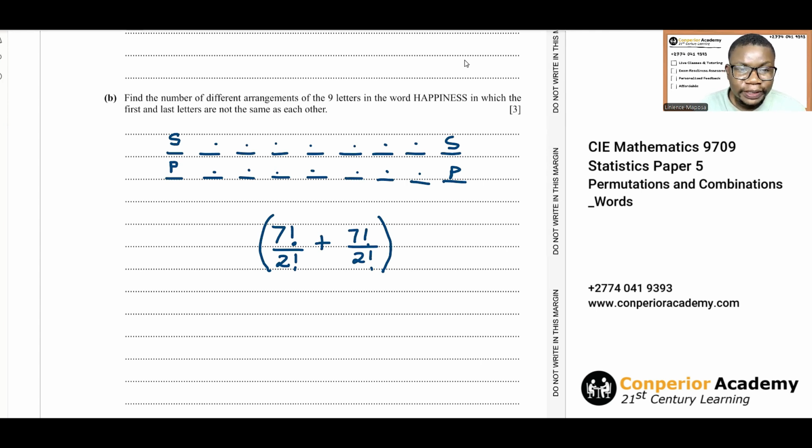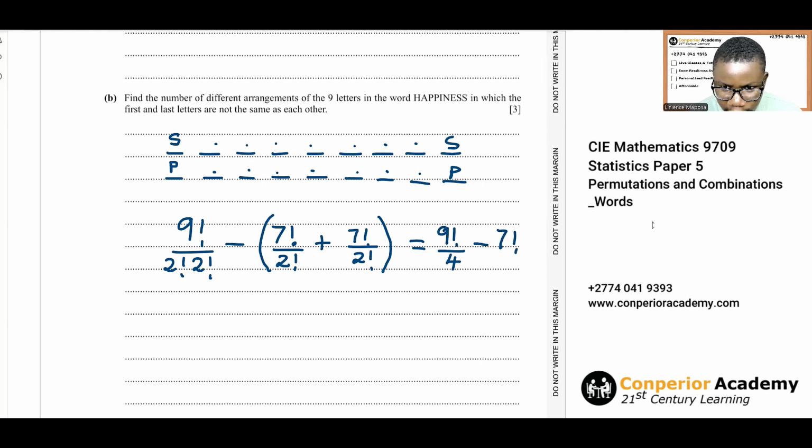The total arrangements is what we just calculated above, which was 9 factorial divided by 2 factorial, 2 factorial. So we must subtract this, and we'll get 9 factorial divided by 4 minus 7 factorial. You can just put this in your calculator. I'm just trying to simplify it, but you can just put it as it is. If I have 7 factorial over 2 plus 7 factorial over 2, it means I have 2 times 7 factorial over 2. Then the 2 and 2 will cancel, and I'll be left with 7 factorial. So that's why I just said that.